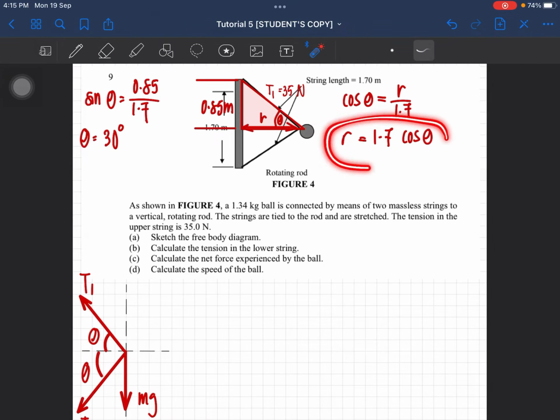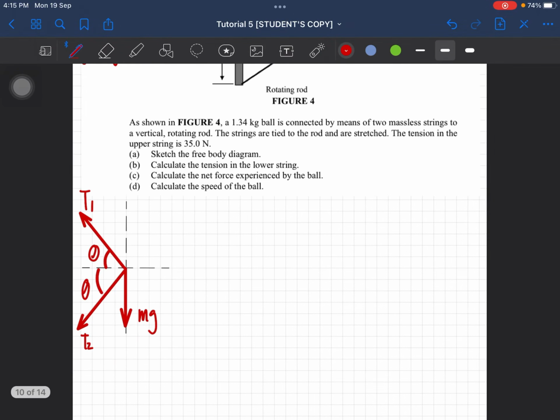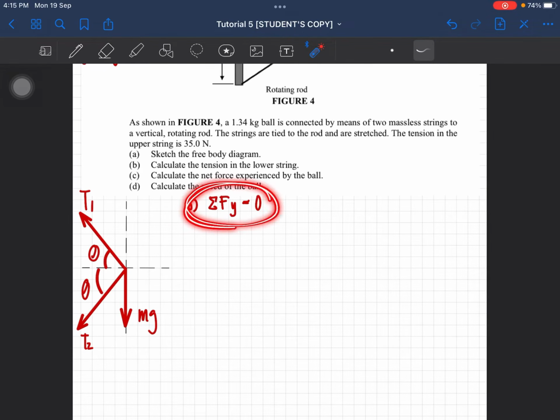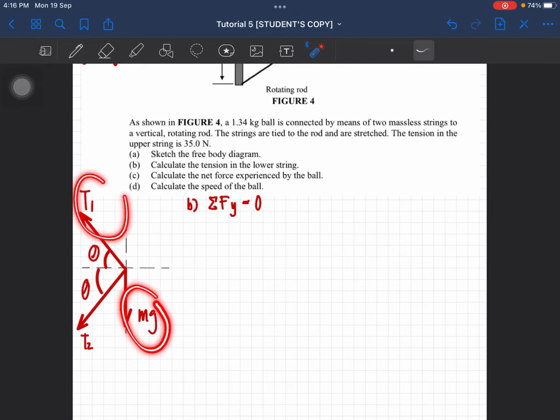Okay, so if we need to use a value related to the radius, we will use this one. Then the angle we definitely need. Alright, so now only can we find the tension in the lower string. So the tension in the lower string can be found directly using the y component. Why not the x component? Because for the x component we do not have the value of the centripetal acceleration. So when we use the y component, we can directly find the value of T2, because mg can be calculated and T1 is given.